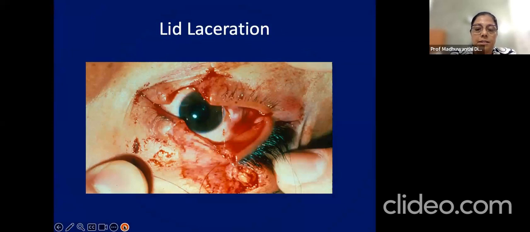So what is this? This picture shows you a lid laceration. So what is the most important thing that you have to appreciate here? One thing is that you have to check whether the globe is intact. Okay, so whether the globe is intact. How would you check whether the globe is intact? What are the features that you would look for?